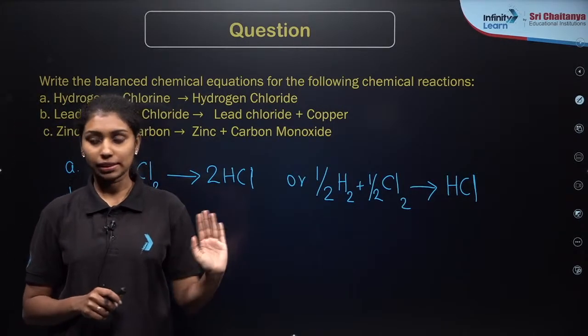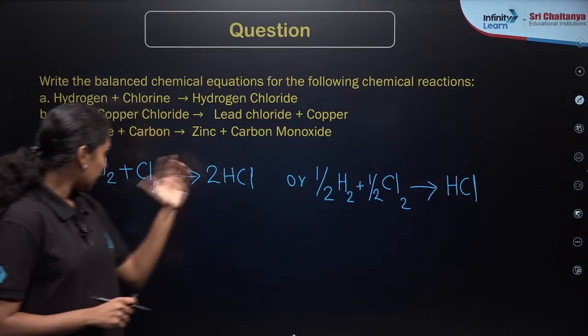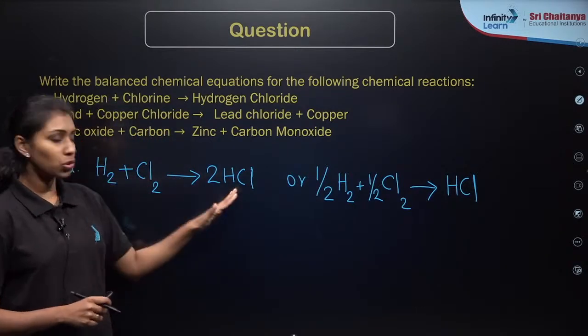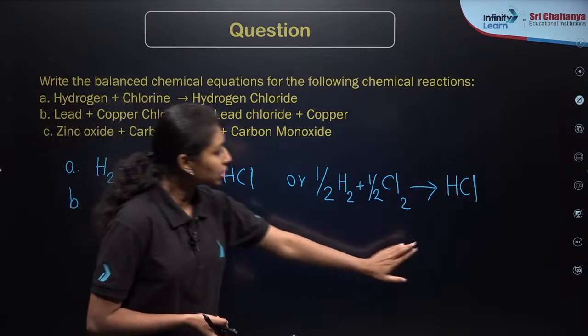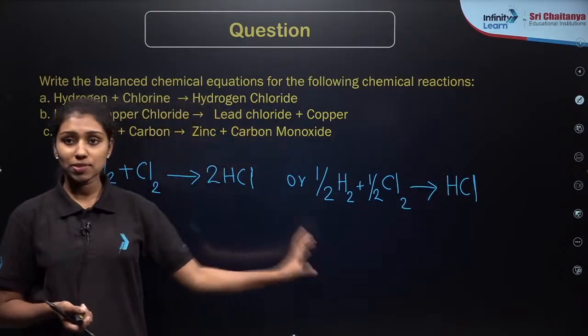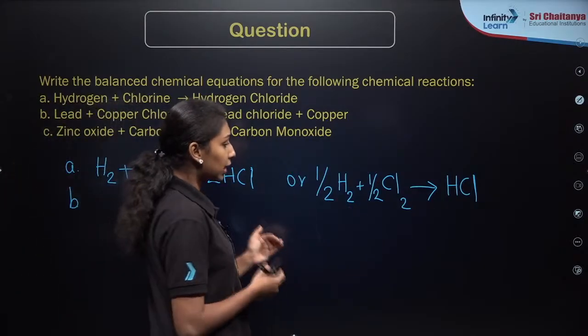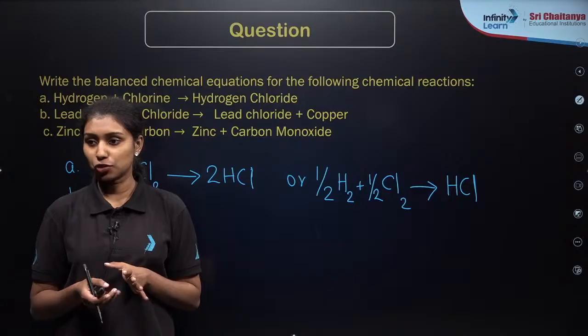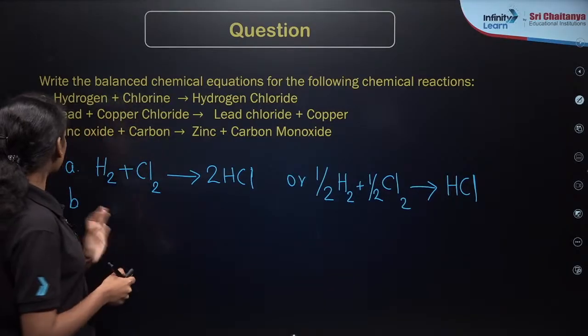Okay, I hope you understand, right? So this is a general equation. In general, we can write it as H2 plus Cl2 gives 2 HCl, or half H2 plus half Cl2 gives HCl is also fine, because we just want to balance the mass of the reactants and the products, right, according to the law of conservation of mass. Now we will be focusing on the second question.